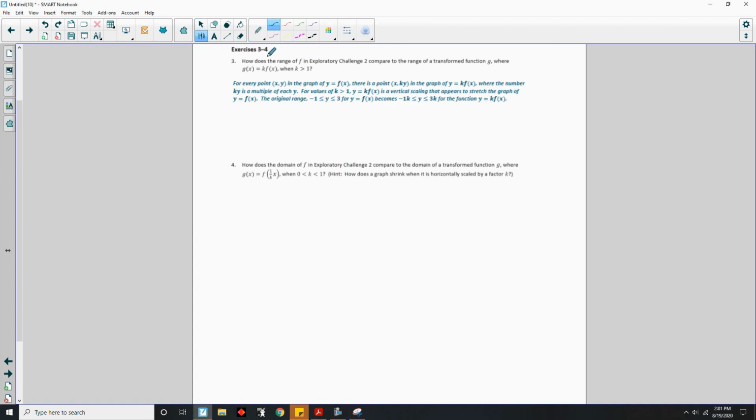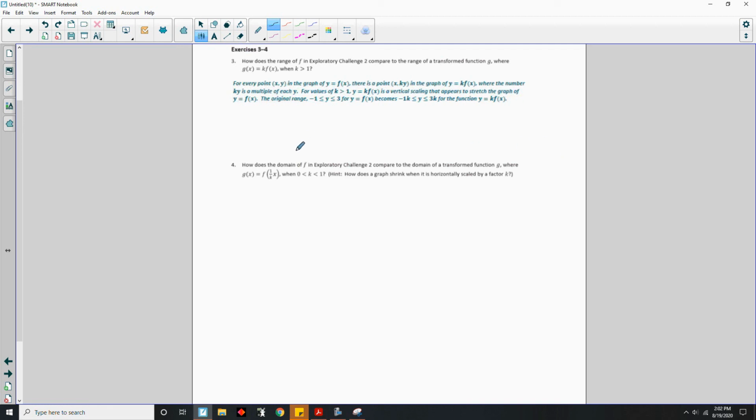For every point x comma y in the graph of y equals f of x, there is a point x comma k times y in the graph of y equals k times f of x, where the number k times y is a multiple of each y value. That stretches it vertically. So for values of k greater than 1, y equals k times f of x is a vertical scaling that appears to stretch the graph of y equals f of x. The original range, -1 to 3 for y equals f of x, will become -1 times that constant to 3 times that constant for the function y equals k times f of x.